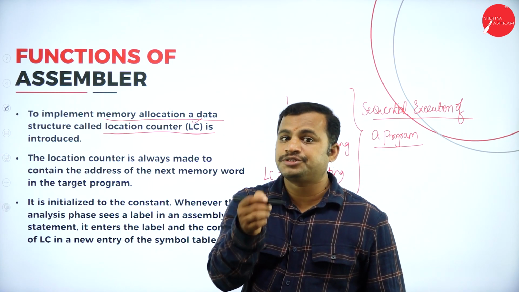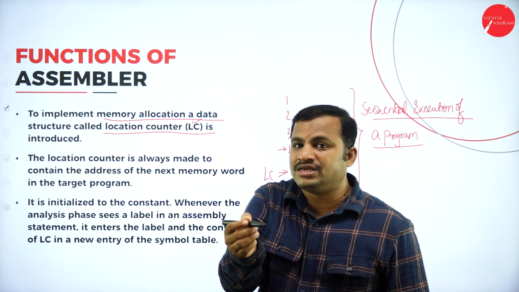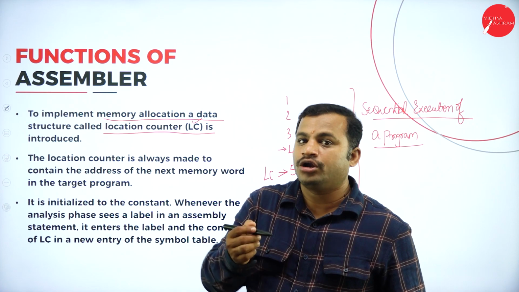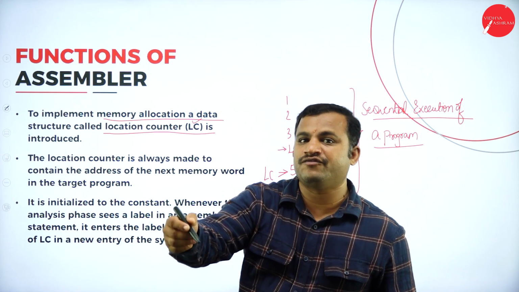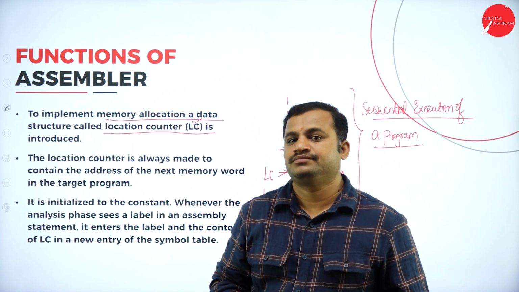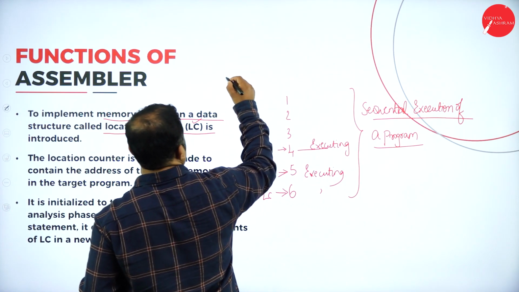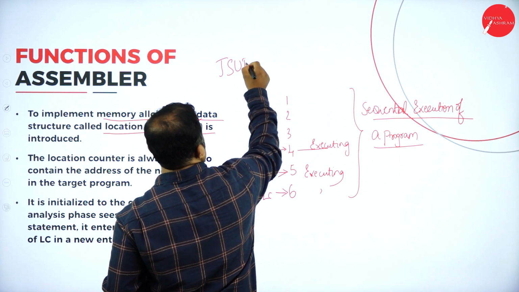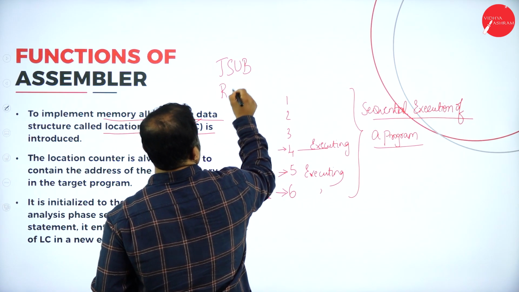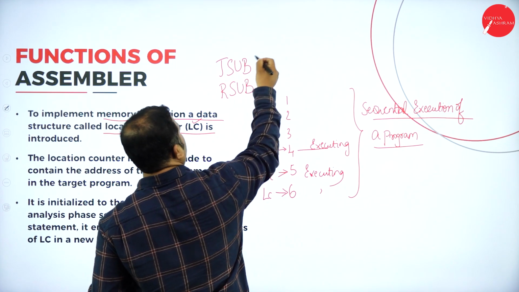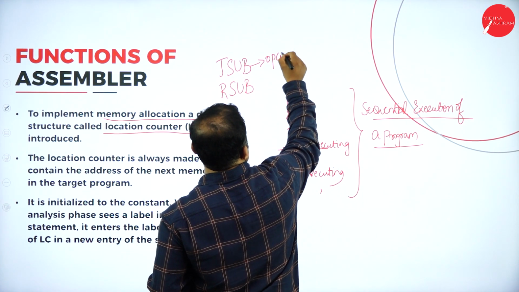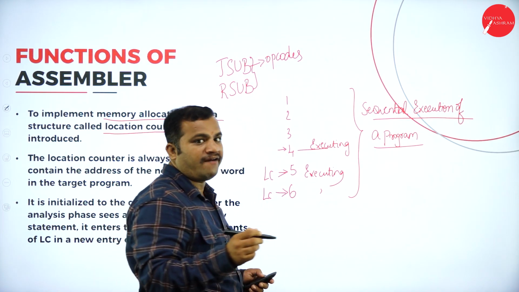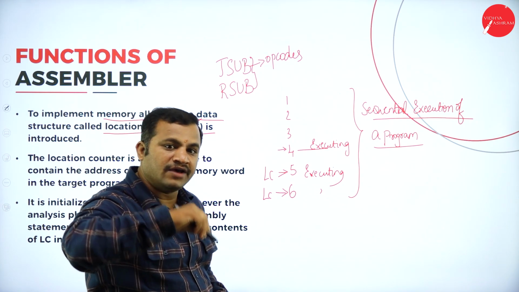Suppose there is a jump statement in it. Suppose there is a definition inside a program; then it has to be invoked by calling the function definition from the calling function. That means JSUB, jump to subroutine, and RSUB, return from subroutine. These are another type of opcodes. These opcodes are used when you have a program with definitions.